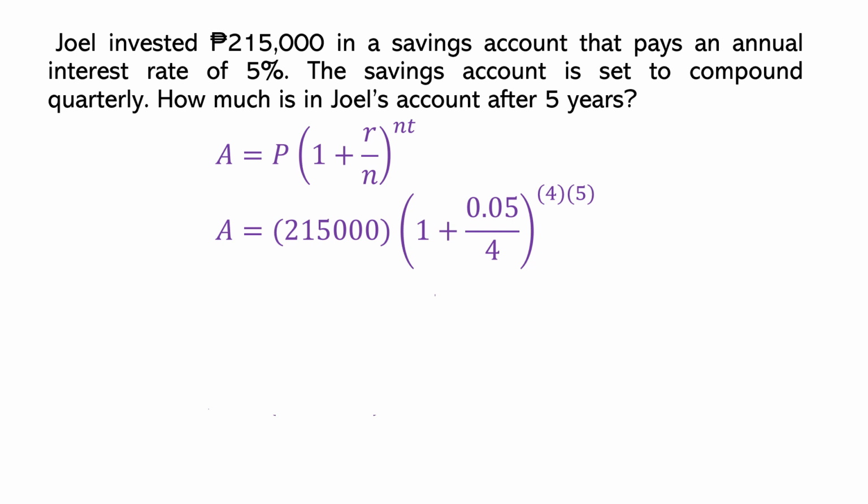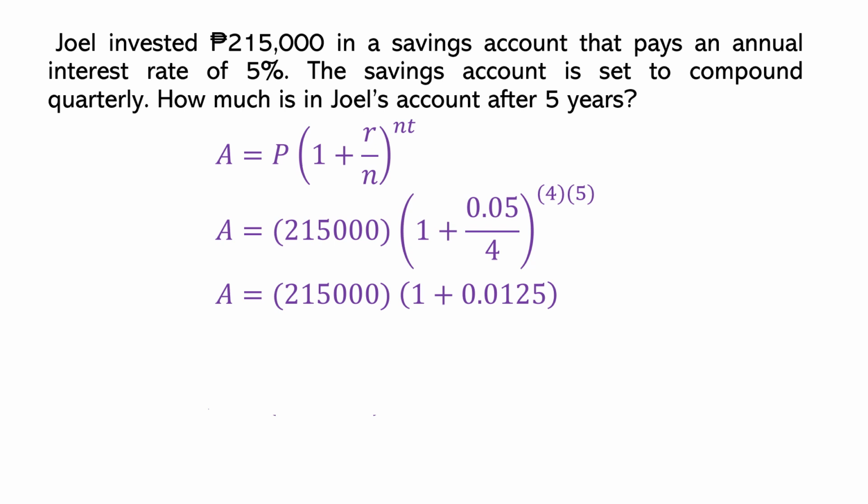All right, we're going to start solving now. Copy the A equals and then let's copy again the 215,000, because we're going to compute the one inside the parentheses and also the exponent based on PEMDAS. So we compute first parentheses, exponent, multiplication or division, addition or subtraction. So we have 1 plus, and then compute 0.05 divided by 4, that is 0.0125.